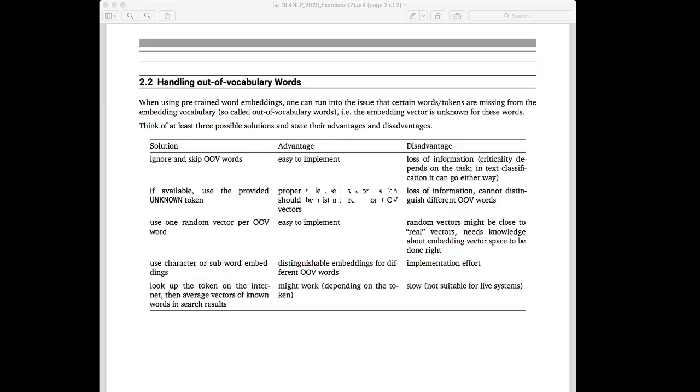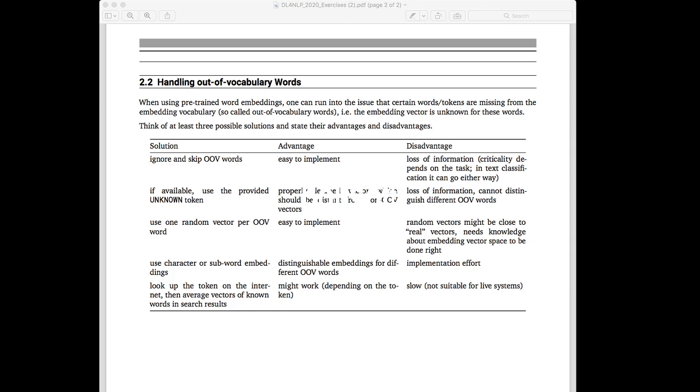Okay, let's look at the last question, handling out-of-vocabulary words. When using pre-trained word embeddings, we can always observe that some tokens are missing from the embedding vocabulary, which we call out-of-vocabulary issues. Think of at least 3 possible solutions. First is we do nothing. We just ignore out-of-vocabulary issues. This will definitely lose a lot of information and the performance is very bad.